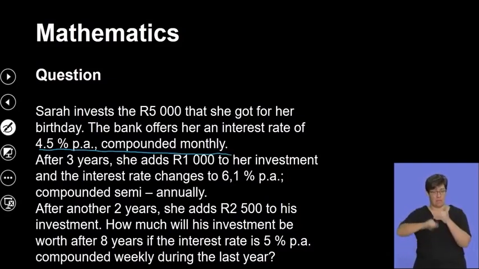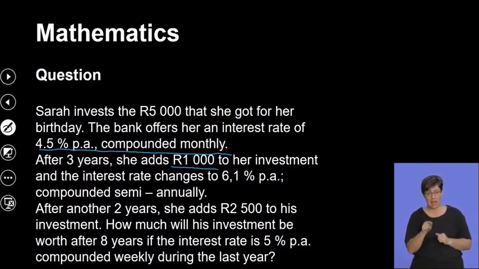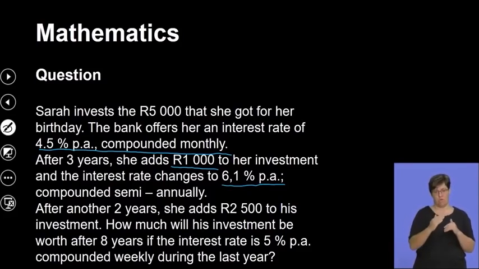And then after 3 years, she decides to make another deposit to her investment, and the interest changes to 6.1% per annum. Now it changes to, not that it becomes 6.1% more. So it just became 2 something or 1 something percent more than what she got for the previous years. And this is actually compounded semi-annually. So please look at that.